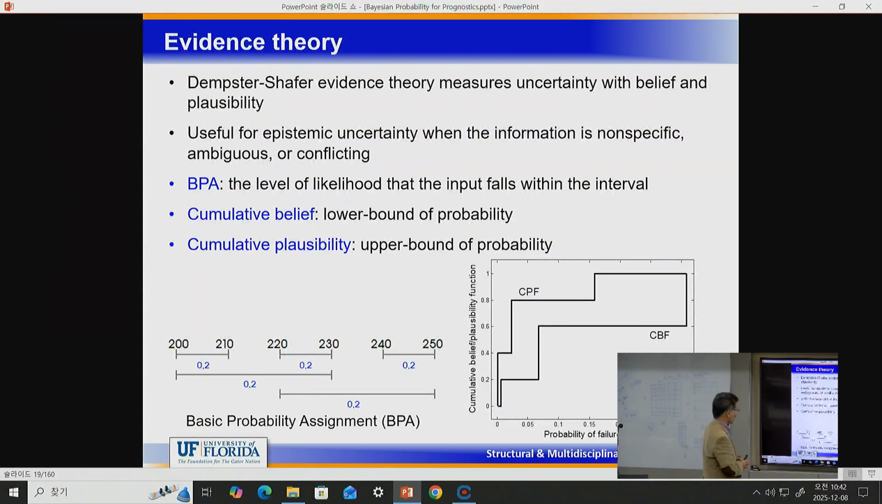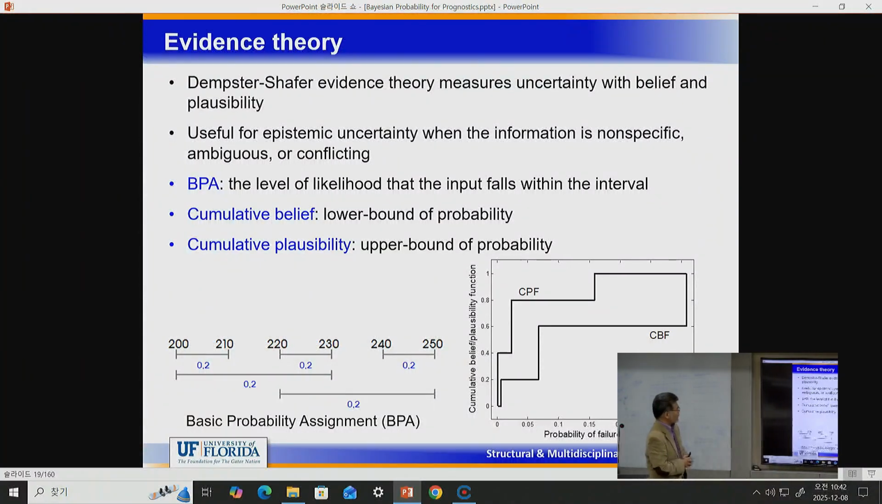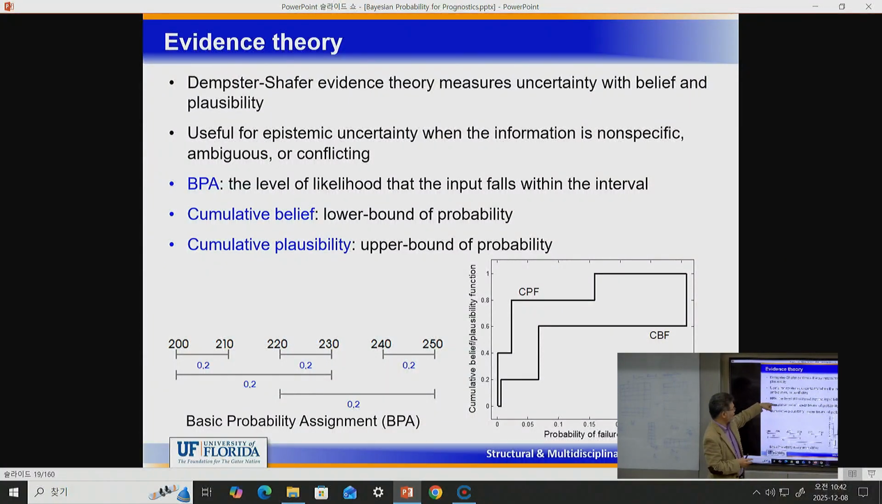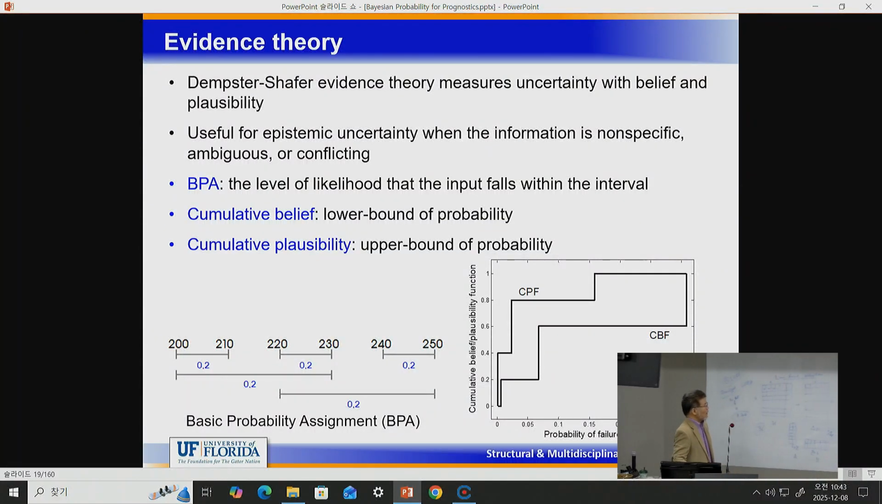I forgot what it was, basic probability assignment. So that the CPF and the CBF. CPF, cumulative plausibility function, and this CBF is the cumulative belief function. So these are the ways that the Dempster-Shafer algorithm represents the uncertainty.